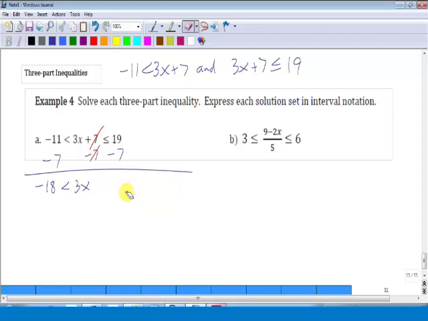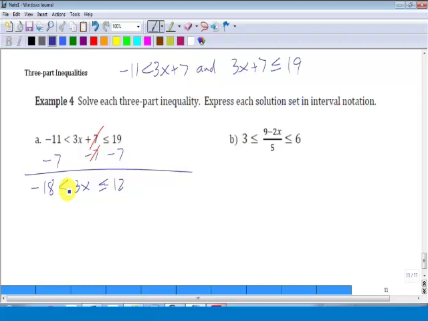What are you going to do to both sides? You're going to divide both sides by positive 3, and we will in a moment put the less than or equal to 12 back. Suppose for the moment that the negative 18 less than is not there. What are you going to do to both sides? You're going to divide both sides by 3. So, keeping that in mind, we write a fresh copy of the negative 18, and a fresh copy of the 3x, and a fresh copy of the 12, and we divide all 3 parts by 3.